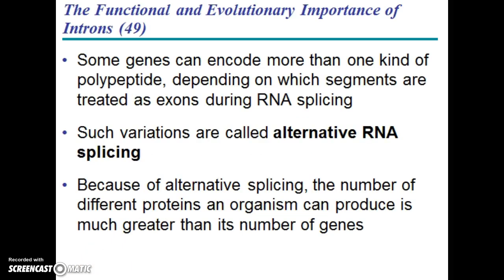The last section that we're going to be talking about in 17.3 covers alternative RNA splicing. Something that we should be aware of is that some genes can encode more than one kind of polypeptide, and this depends strictly on which sections of the gene are kept as exons and which sections of a gene are trashed, or which sections are introns. So because of alternative splicing, the number of different proteins an organism can produce is much greater than its number of genes. Once again, that's because some genes can produce multiple types of polypeptides, and this is alternative RNA splicing.